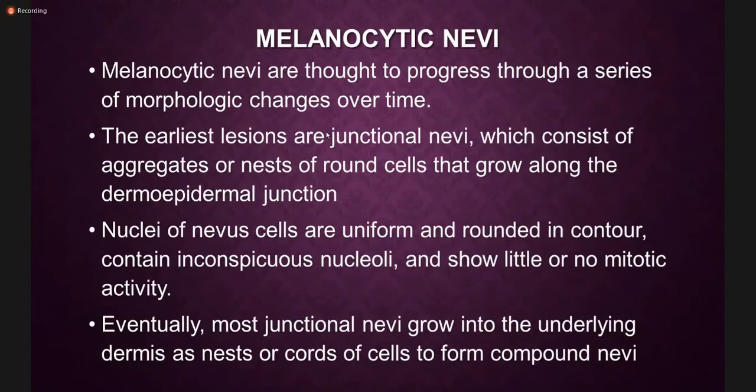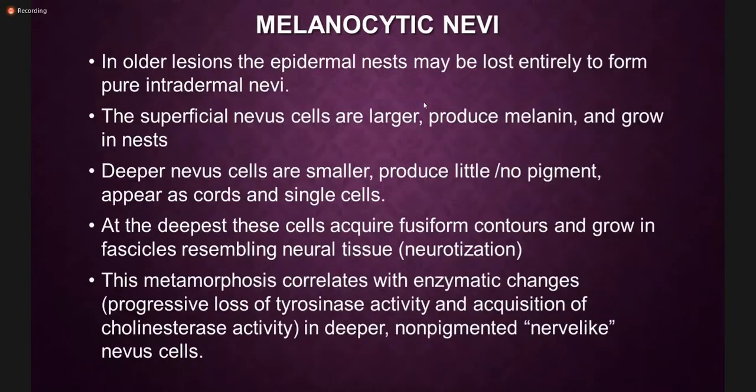In older lesions, the epidermal nests may be lost entirely to form a pure intradermal nevus. The superficial nevus cells are large, produce melanin, and grow in nests. As you go deeper into the dermis, the cells become smaller, produce little or no pigment, and appear as cords or single cells. At the deepest level, these cells acquire fusiform contours and grow in fascicles, resembling neural tissue. Now, this is called neurotization.